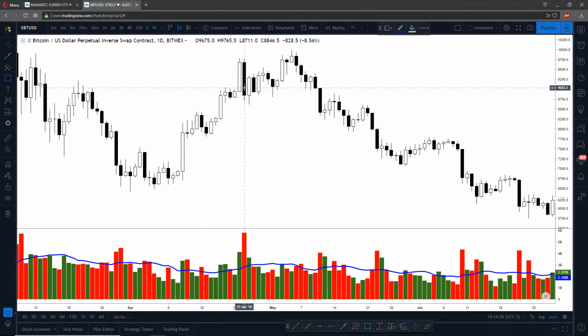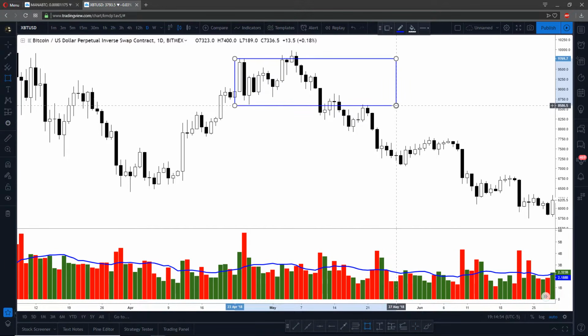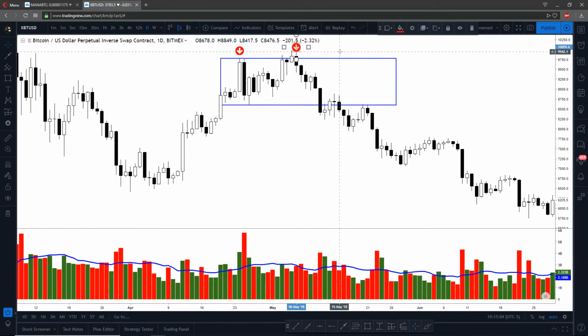So let me draw it again so we're on the same page. Okay, so by second fractal, are you referring to this one here? This one that I just marked? Okay, so you said, where is the entry if you play the second fractal? Do you have to wait for the following two candles to close? Okay, so that's a good question.